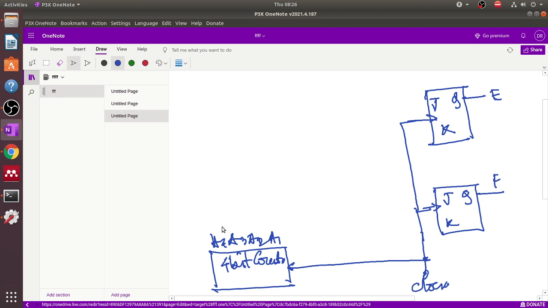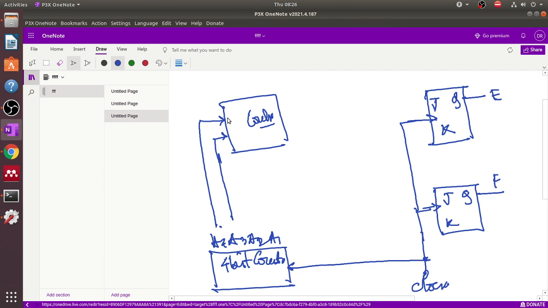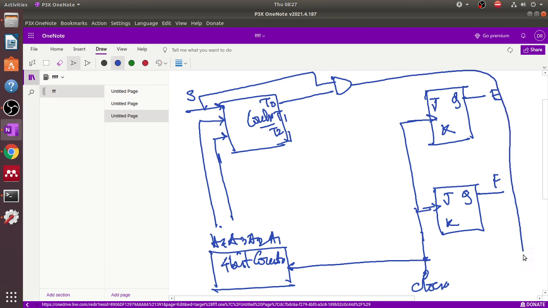Okay, so now from these four outputs, use only two inputs. One is A4. And here we design our control logic, and in this control logic, one external input is applied, that is called S or start. Yeah, right. And here three outputs are present: timing state T0, T1, and T2. Okay, T0, T1, and T2. So now this start signal is coming here through an AND operation with T0, and here applying the clear input.